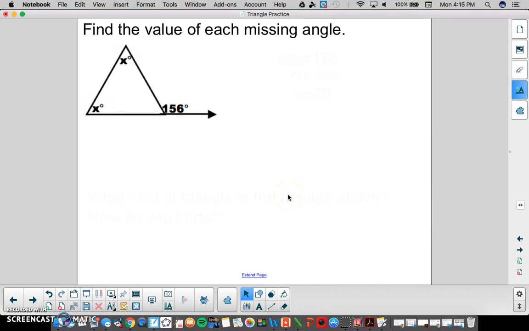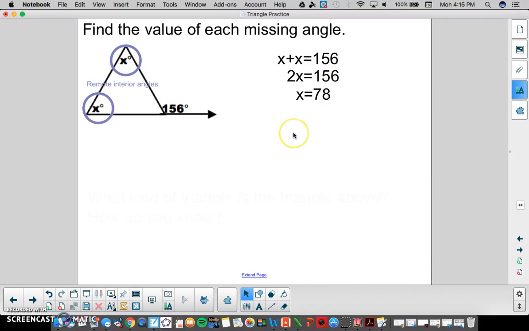In this example, we want to find the value of each missing angle. Notice we're given that 156 that is outside of the triangle. So 156 is an exterior angle, and we know the two remote interior angles are going to add together to give us 156. So I have x plus x equals 156. Combine like terms, and then divide by 2. So each of those angles is 78.